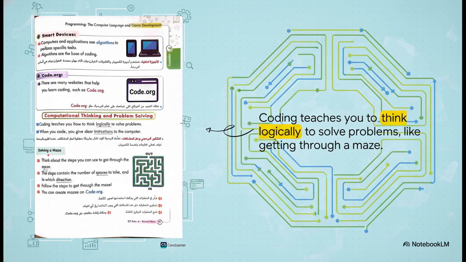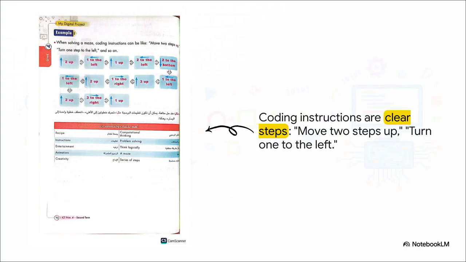So, how does a coder even think? Well, a great way to picture it is with a maze. The problem is the maze itself, right? And the goal is to get from the start to the finish. Your solution? That's the specific series of steps, your algorithm, that you create to solve it. So in this case, your code would be those clear, step-by-step instructions to get through that maze. Move 2 steps up, turn 1 to the left, and so on. Each one of those commands is a simple, effective part of your algorithm. This right here. This is what computational thinking is all about.